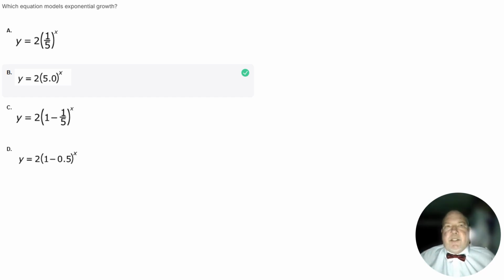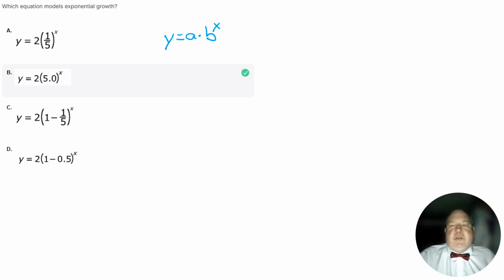So it's asking us which of these equations models exponential growth. So first of all, let's talk real quick about what an exponential equation looks like. Here's the standard form of an exponential. It's y equals a times b to the x power. That's the standard form. So now how do we tell if it's growth versus decay?